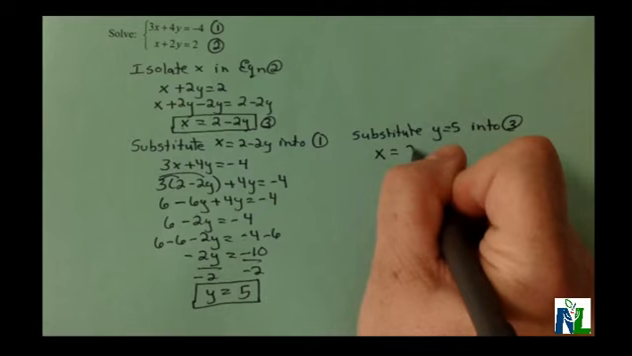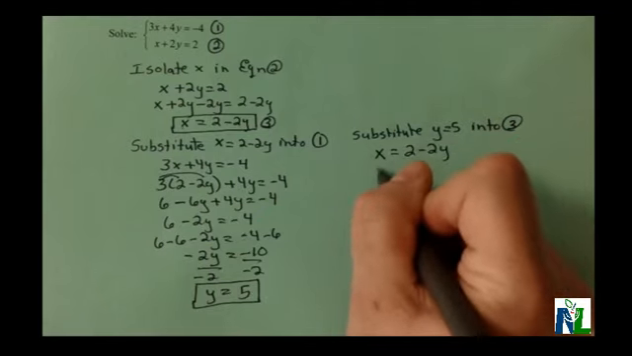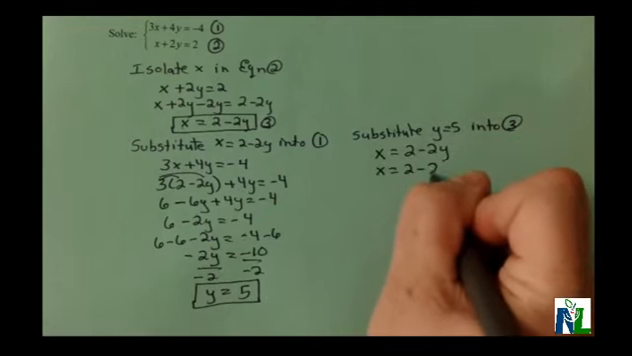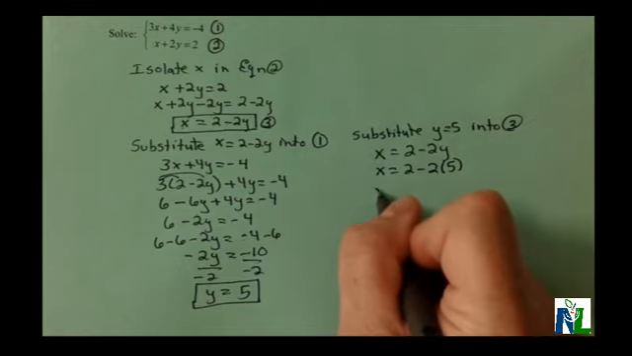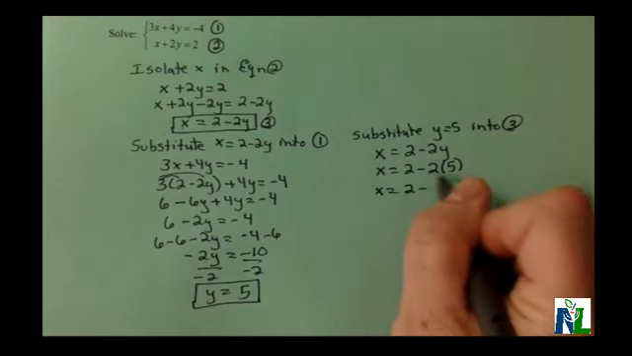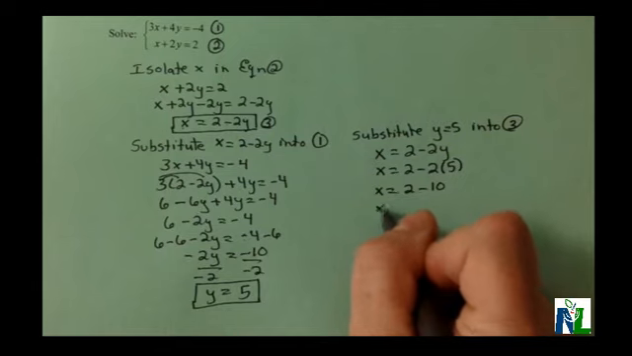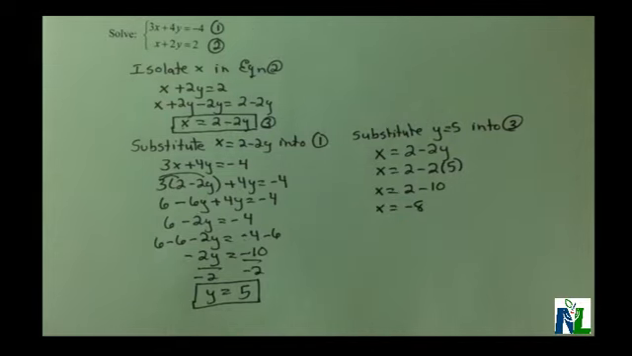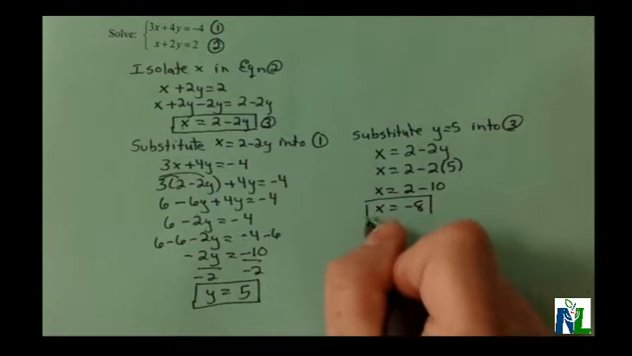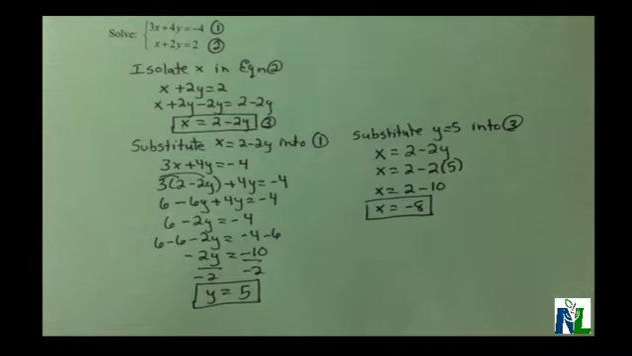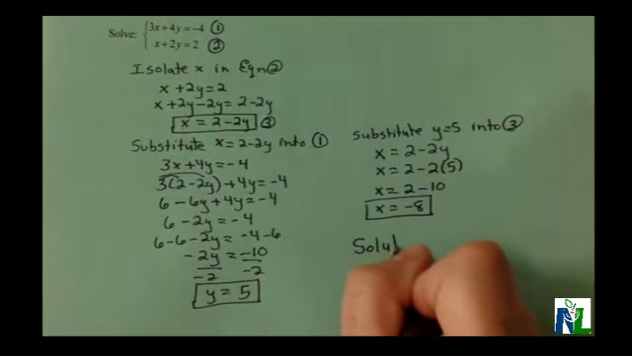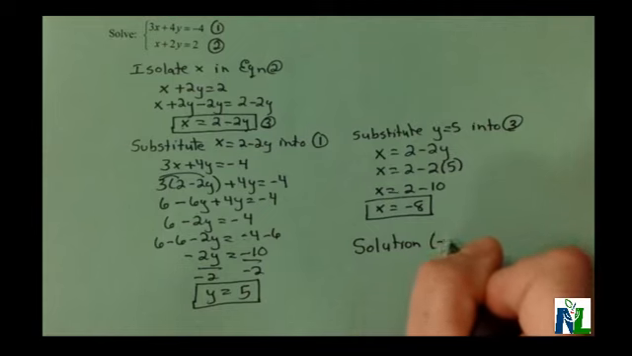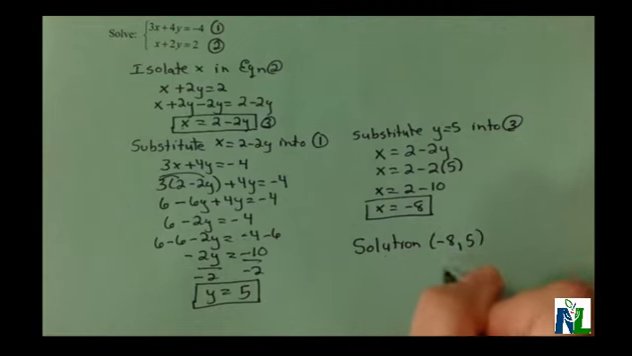So x equals 2 minus 2y. X equals 2 minus 2 times the value of y. The value of y is 5. X equals 2 minus 2 times 5 is 10. And 2 minus 10 is minus 8. So I now have the x-coordinate for the point that is the solution to this graph. So my solution is -8, +5. Remember, the first coordinate is x, the second coordinate is y.